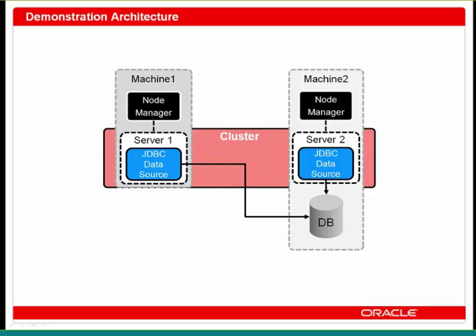And I've got a node manager running on each machine. And we're going to use the Fusion Middleware Control Console. We're going to start up server 1. We're going to start up server 2. And we're going to create a data source and target it to both of those servers and have them point to the database, which is physically on machine 2. I'm going to do a little bit more than what I have shown here, but that gives you an idea of what the architecture looks like.